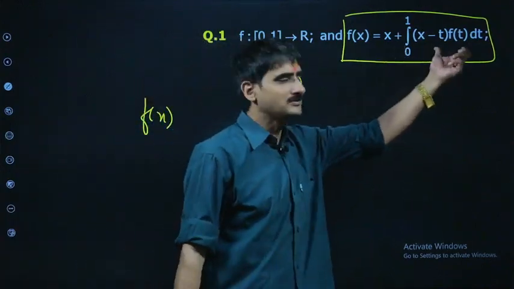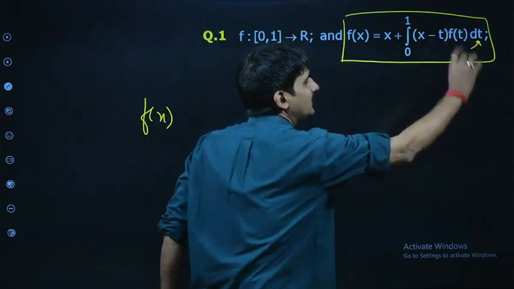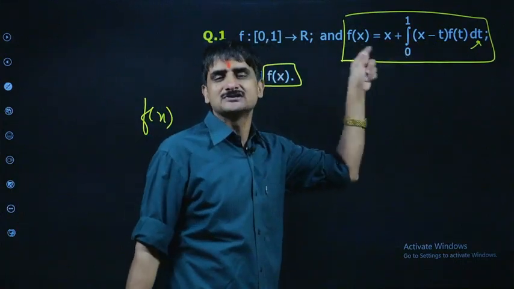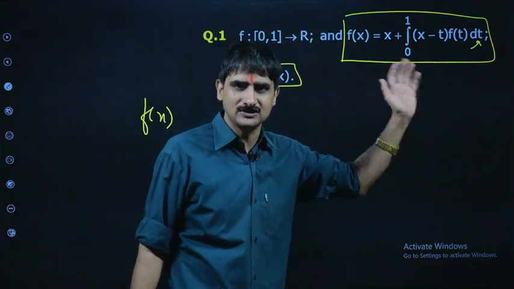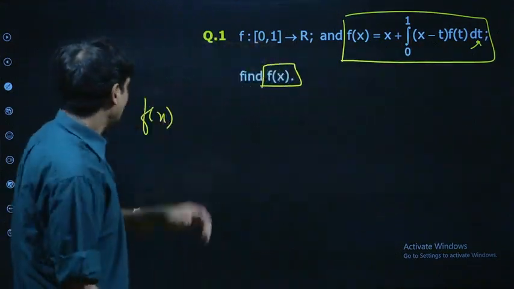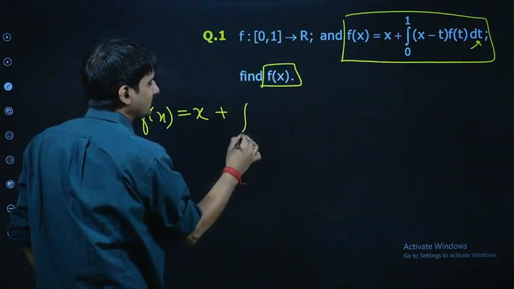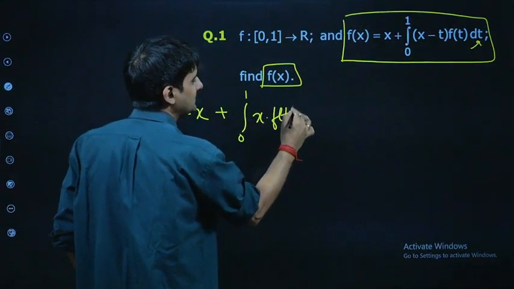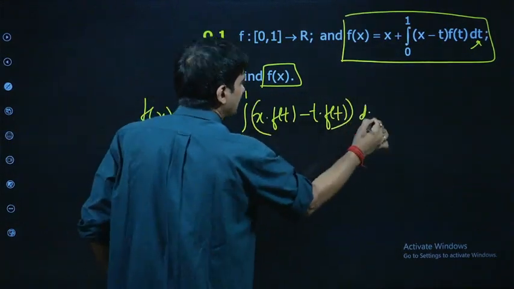because within this integral, because of dt, the variable of integration is t. But you have x also, which is the variable of this function f of x, or the equation or the relation, whatever you call it. So I will rewrite it as x plus integral 0 to 1 of x times f of t minus t times f of t. I don't think anyone will disagree with that.